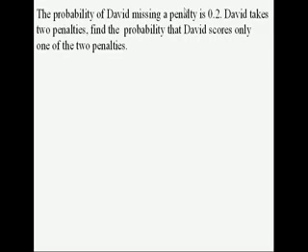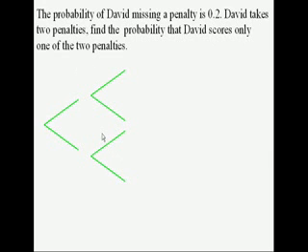The probability of David missing a penalty is 0.2. David takes 2 penalties. Find the probability that David scores only one of the 2 penalties. So we draw a sketch of a tree diagram and we mark on the probabilities.